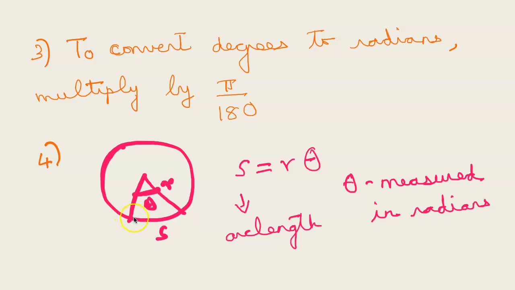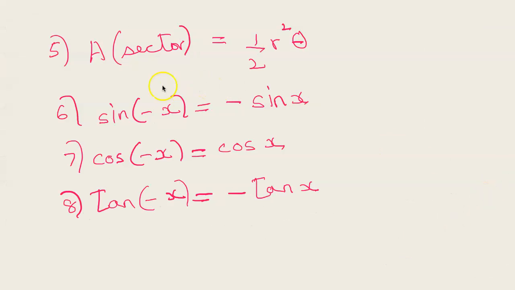If this is a circle and this is the arc length, angle made at the center is theta, r is the radius, s equal to r theta, and for this formula, theta is measured in radians. Area of a sector is half r squared theta. Again, theta is in radians.